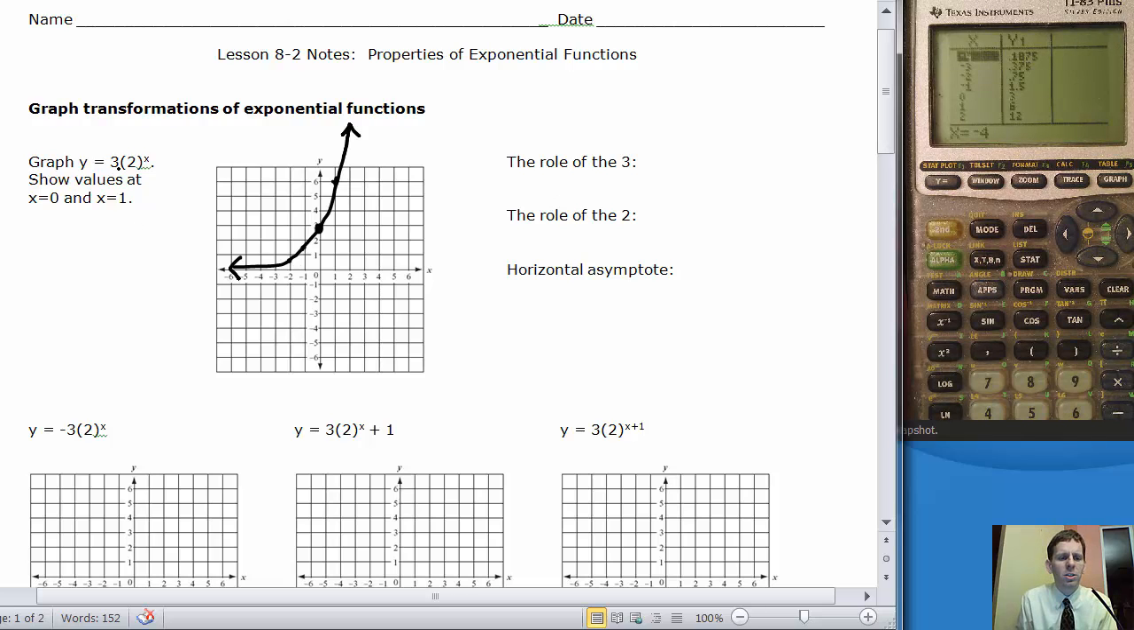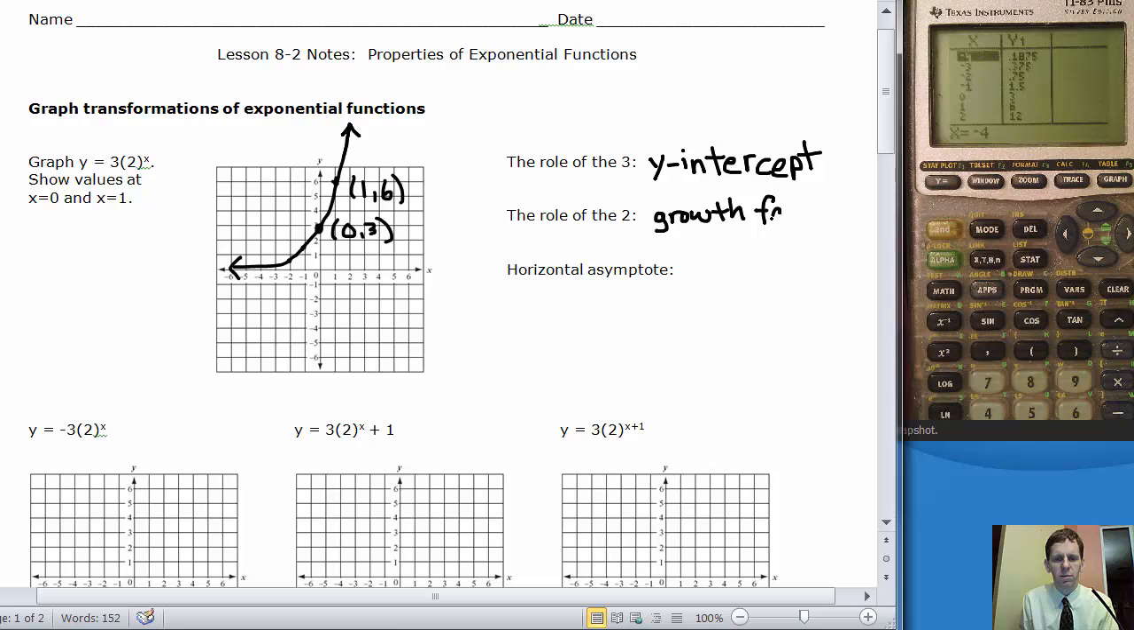Now in our equation, the role of the 3 is the y-coordinate when the graph crosses the y-axis. It's the y-intercept. It's also known as the initial value. The role of the 2 comes from the idea that as you move from left to right, the y-coordinates are doubling. Every time you move one unit in the x direction, the y-coordinate is going to double. This is known as your growth factor.